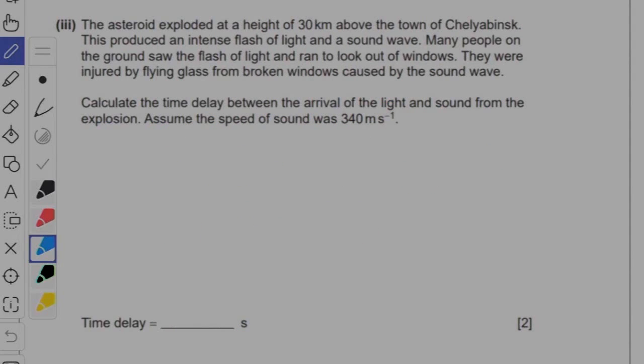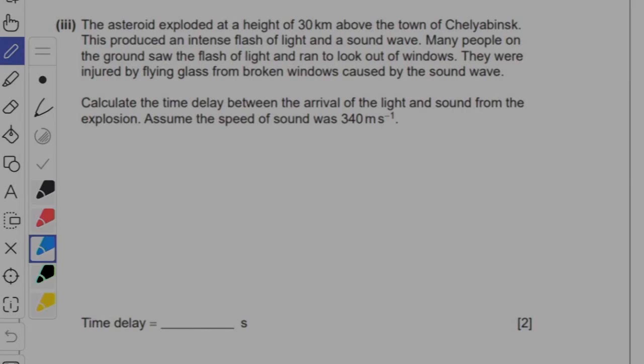Part 3 then, the asteroid exploded at a height of 30 kilometers above the town of Chelyabinsk. This produced an intense flash of light and a sound wave. Many people on the ground saw the flash of light and ran to look out of windows, and they were then injured by flying glass from broken windows caused by the sound wave coming. Calculate the time delay between the arrival of the light and the sound from the explosion, assuming that the sound was traveling at 340 meters per second.